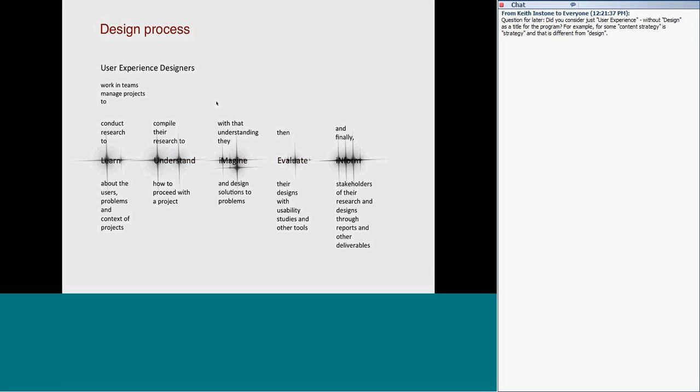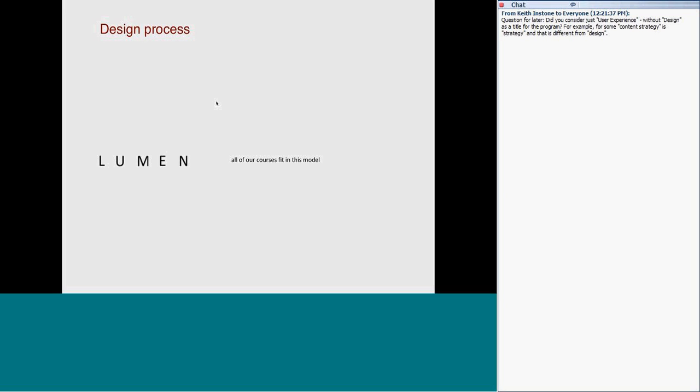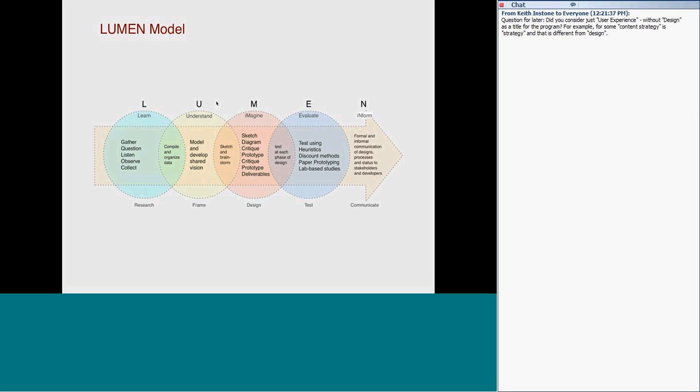So what we did was play around with the letters on this, and we came up with a more memorable acronym, which is Lumen. All of our courses have to fit in this model. They have to support this overarching frame that we've developed. And there's another way to look at it. We put it in a process model, and the key thing is that communication has to happen all along. Not to say that these other things don't happen all along as well, but communication has to be a big part.